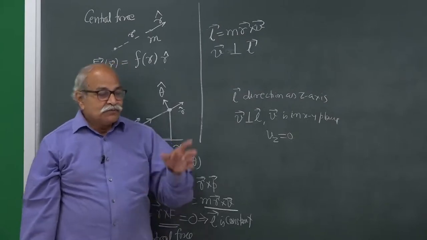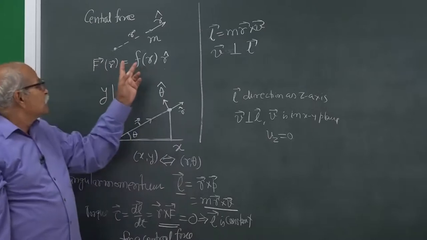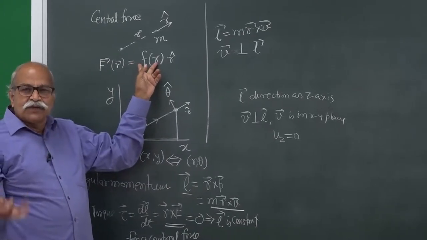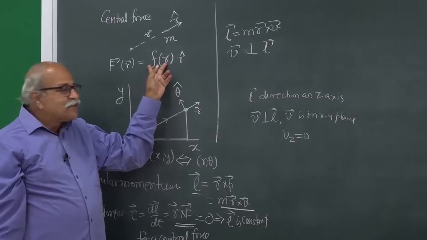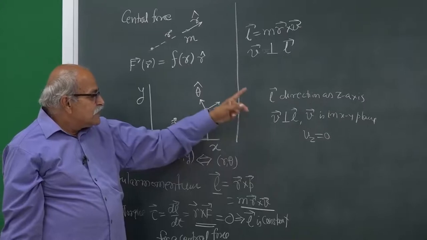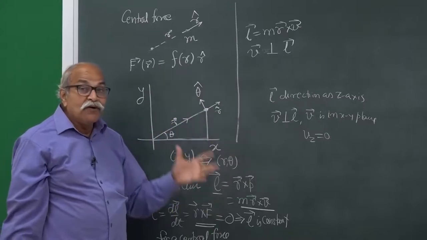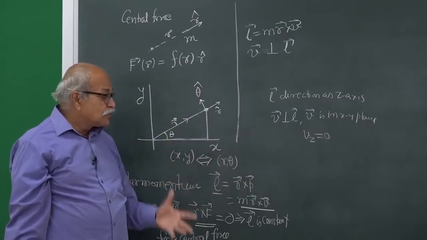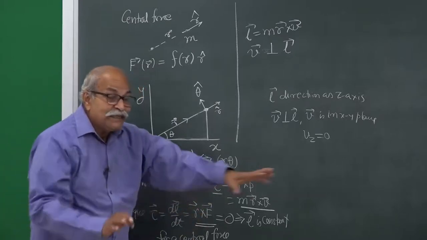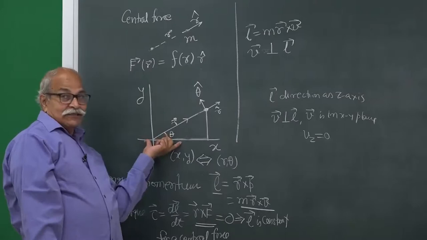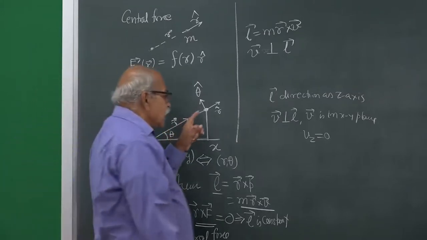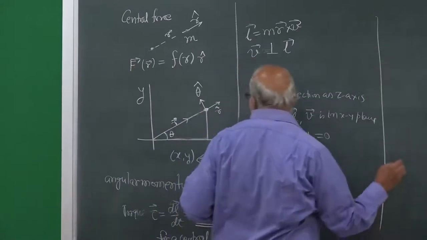So it does not matter what this function is, 1 by r square, 1 by r, 1 by r cube, whatever. The motion of the particle is in a plane. All central force motion is coplanar, in one single plane it remains, and therefore we can use this. Let me go a little ahead of this.